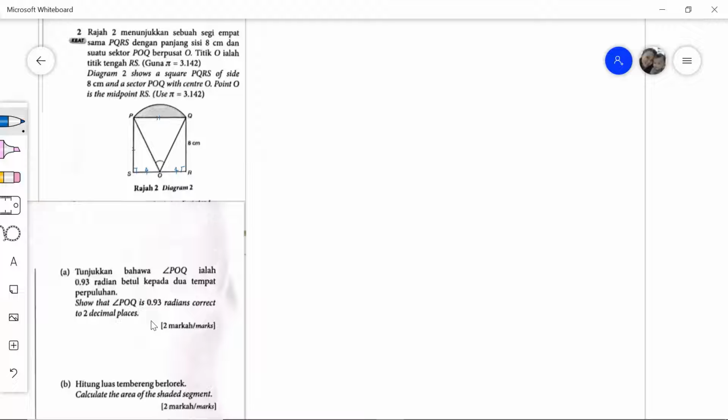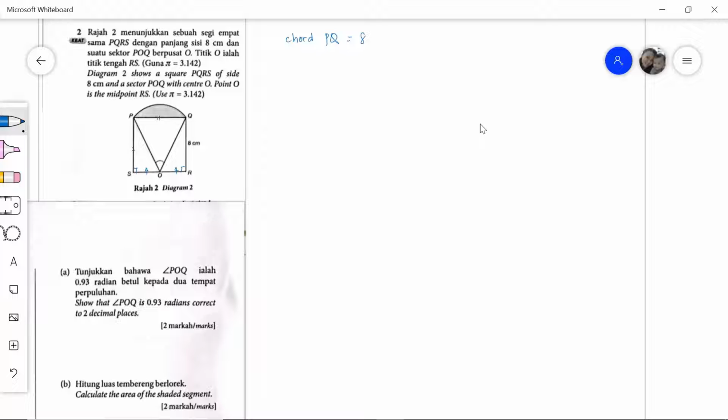Now for this one, we have 2 different ways to find it. First, we can use the trigonometry ratio to find the angle of QOR, because this angle and this angle are equivalent. After that, we use 180 minus these 2 angles, then we can get POQ. Or we can use the chord method, because PQ happens to be the chord for this sector POQ. So let's just use that. The chord PQ is equivalent to 8.